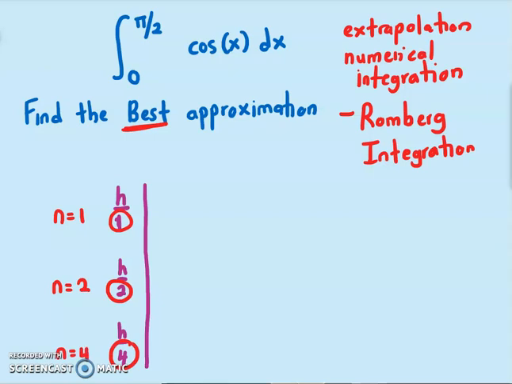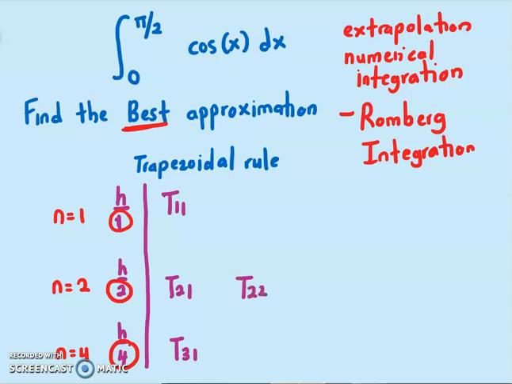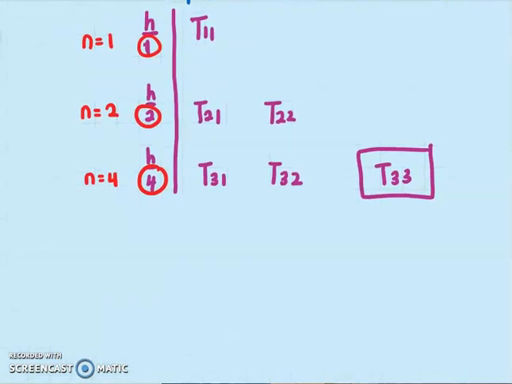Now the first column here is my T11, T21, T31. How are you going to find all these? You use the trapezoidal rule. The rest are T22, T32, and T33. This is the best approximation. Obviously, you can go more, up to T44, but I just want to show you up to n equals 4 intervals.